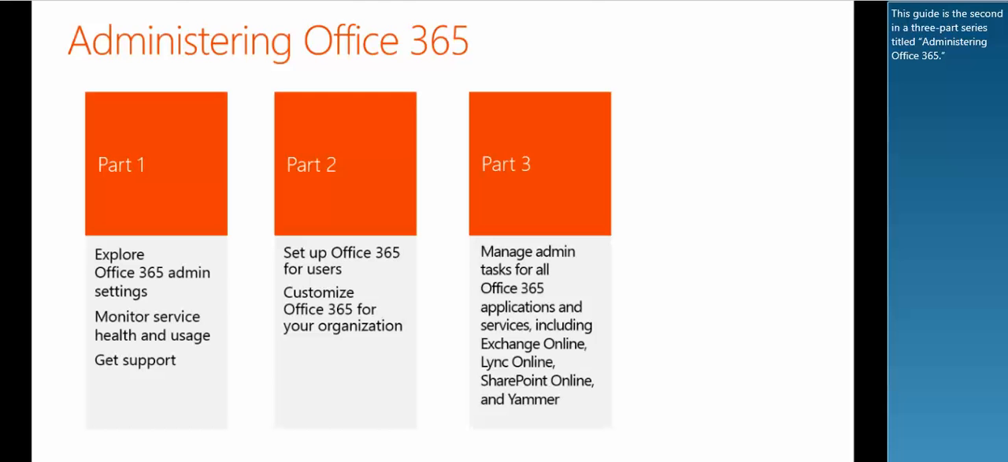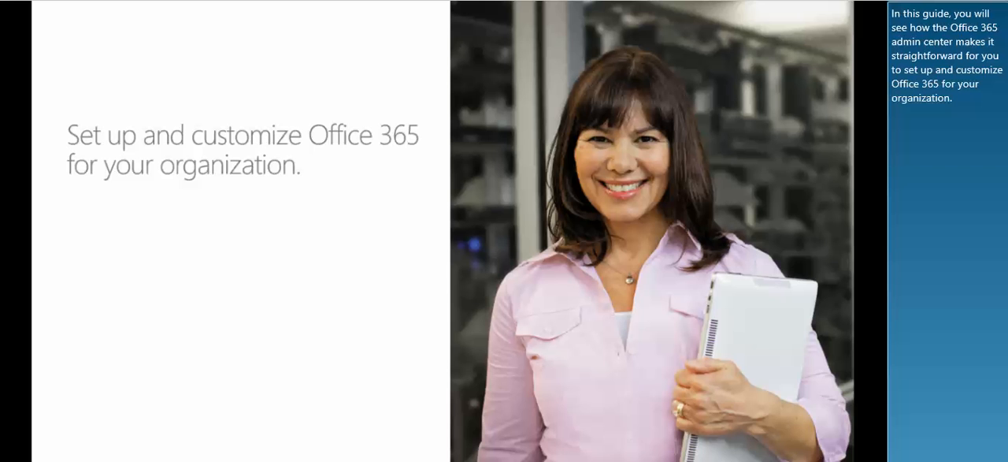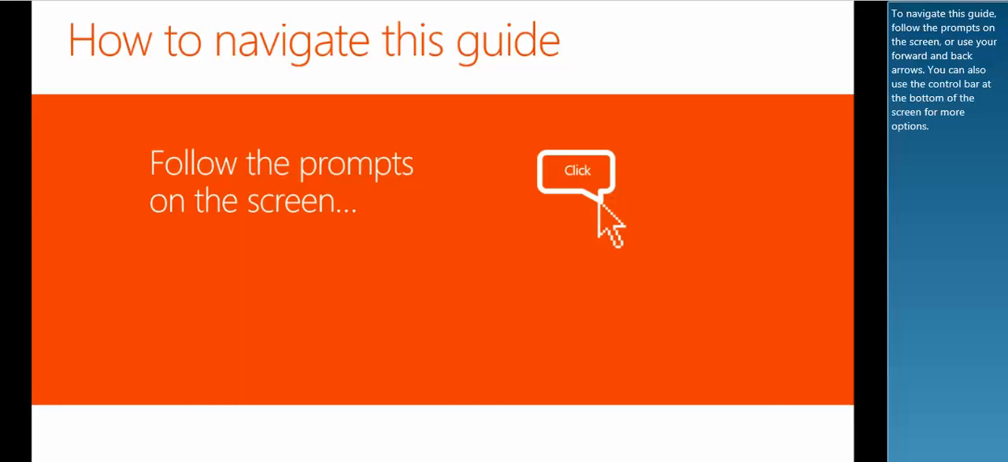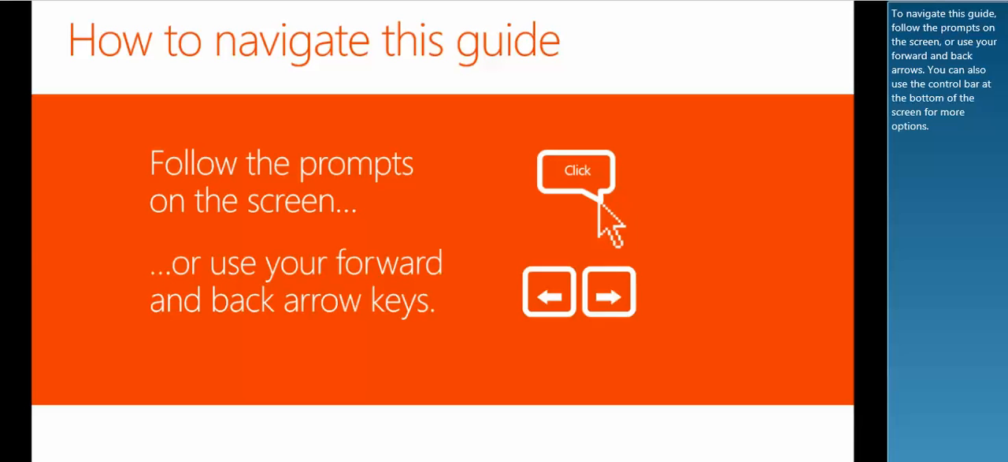This guide is the second in a three-part series titled Administering Office 365. In this guide, you'll see how the Office 365 Admin Center makes it straightforward for you to set up and customize Office 365 for your organization. To navigate this guide, follow the prompts on the screen, or use your forward and back arrows. You can also use the control bar at the bottom of the screen for more options.